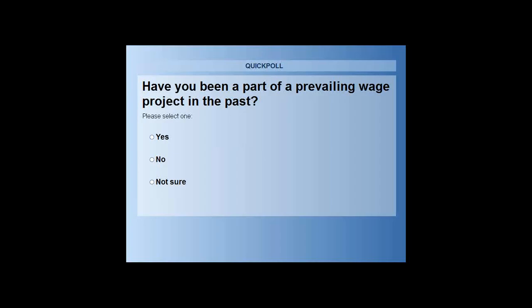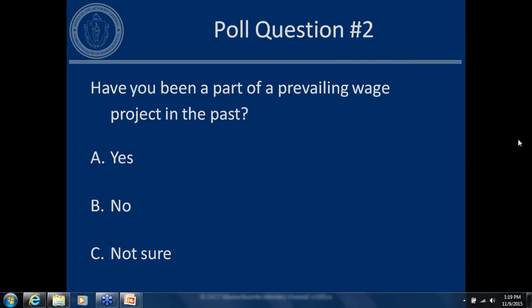Okay, so have you been part of a prevailing wage project in the past? It's very simple: yes, no, or you're not sure. Okay, we've got 50% or so that said yes, about another 40% said no, and 13% or so are not quite sure. Thank you.